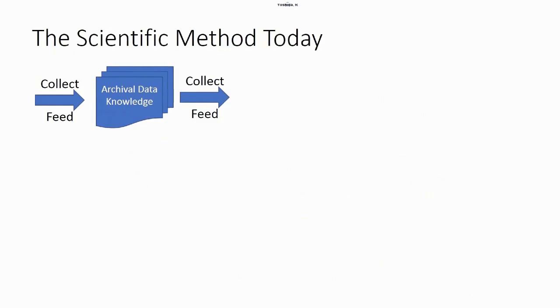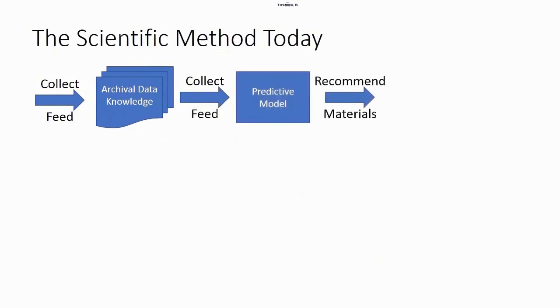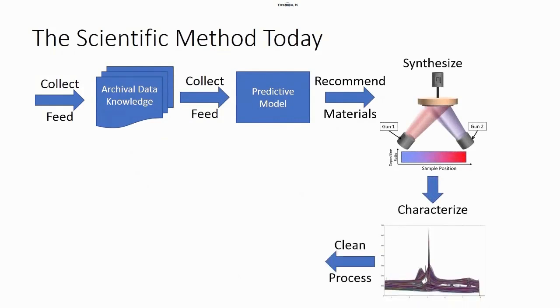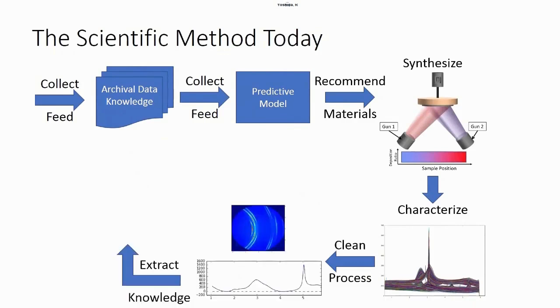We collect and feed archival data and knowledge. We gather them up together in our graduate students and in our own brains. We create some sort of predictive model in our brains. From that, we then recommend materials or experiments to do. We make the materials. We characterize them. We take whatever amount of data that we have, big data, small data, intermediate data. We clean it, we process it. We then take it into something where we're extracting knowledge from it and getting actual information, which we can then feed back into our archival data, our brains, create a new predictive model, and so the pattern continues.